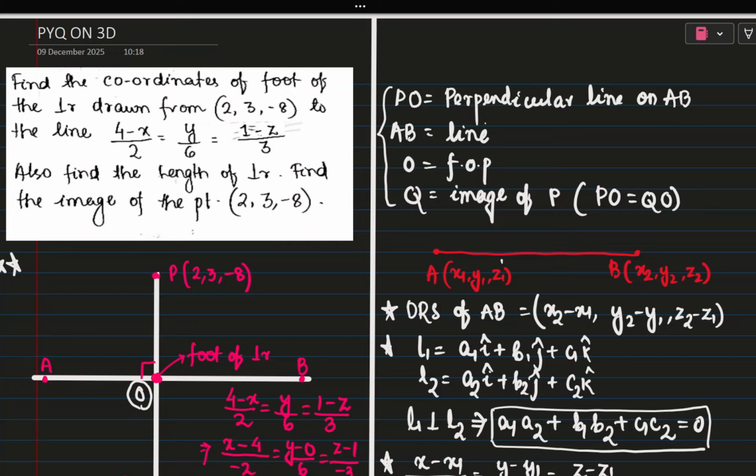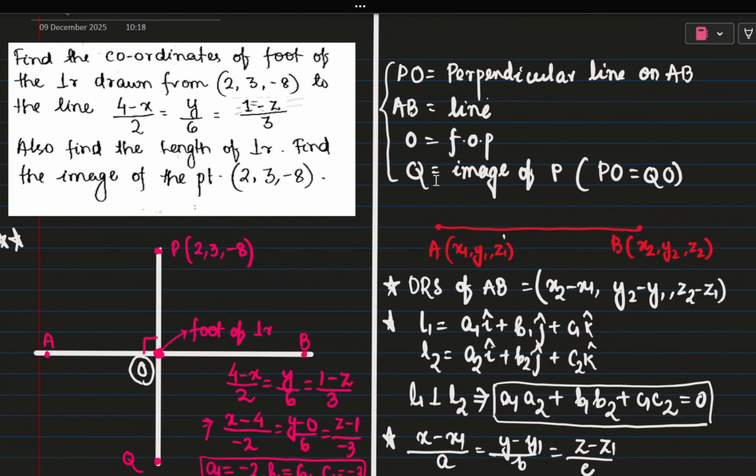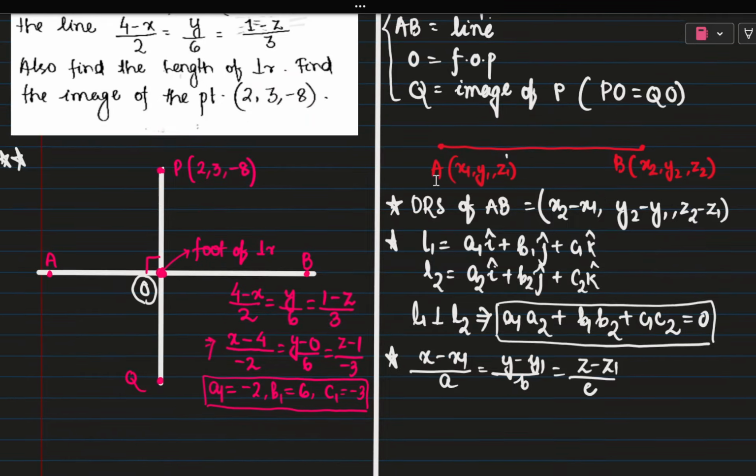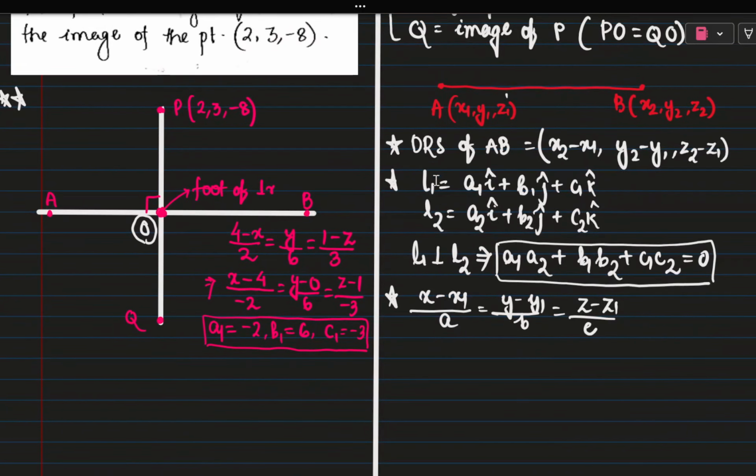So these are the key concepts you need to identify before starting this question. Now let us solve this one. As we have this, the first thing is we need to find out the DRS of AB, which we already have. DRS of AB from the general form of the equation, we are getting A, B, C as these three quantities.